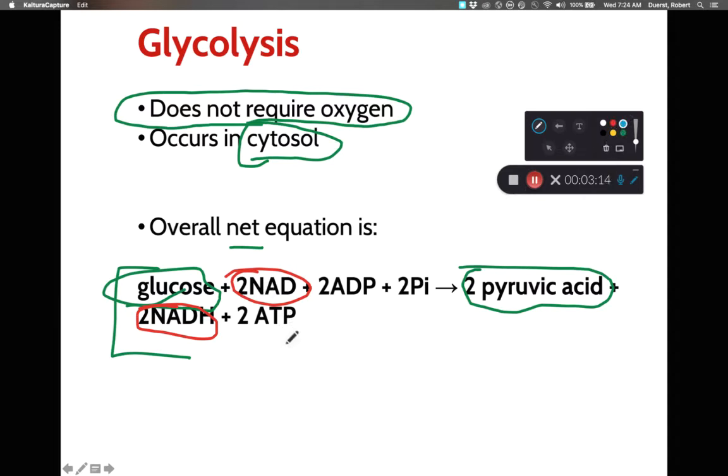And also, we have a net yield of 2 ATP. We use 2 ATP to kickstart the reaction, but then we produce 4 ATP. So if we have a gross of 4 and we used up 2, our net yield would then be 2 ATP.